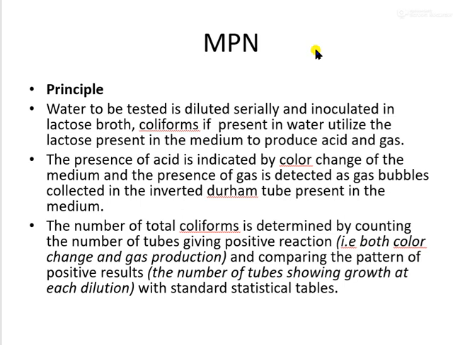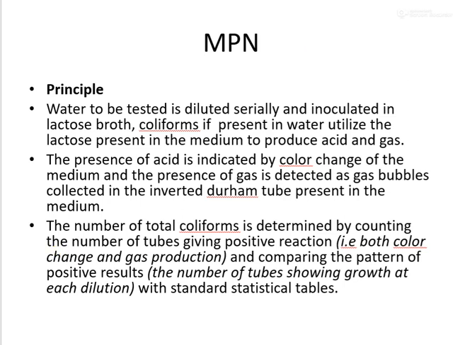So if you take the water and put it into a media containing lactose, and if a coliform organism is present in the water, it will utilize the lactose present in it, releasing gas as well as changing the media color, so that we can detect it. And using this, not only the presence of a coliform can be detected, you can also make out the total number of coliforms which have been present by counting the number of tubes giving a positive reaction and comparing the pattern of the positive results with a standard statistical table.